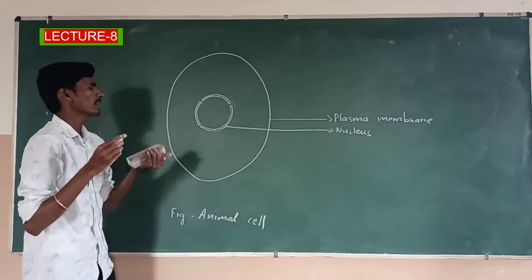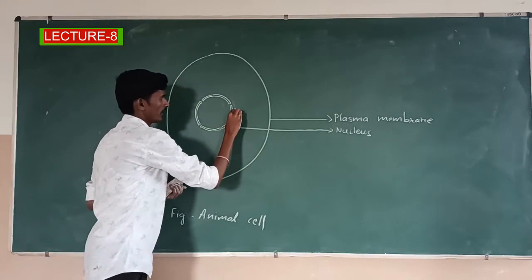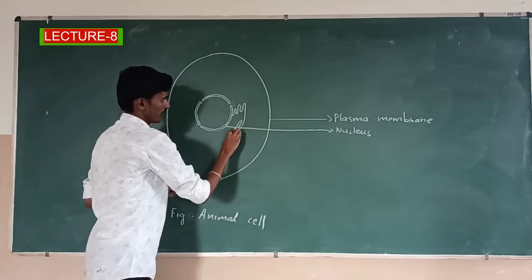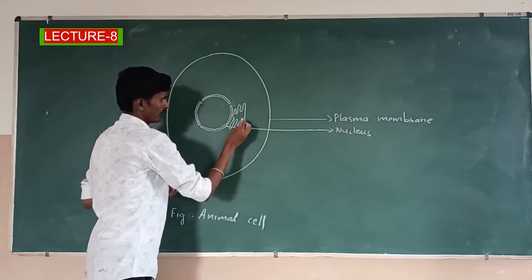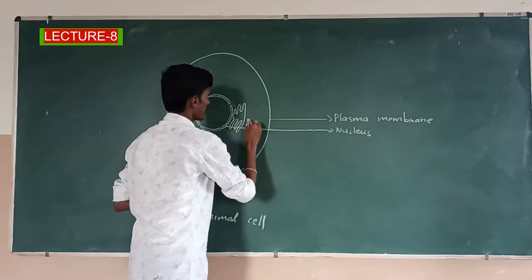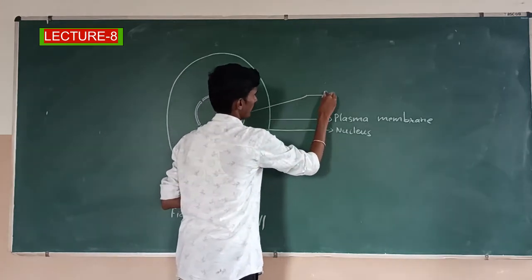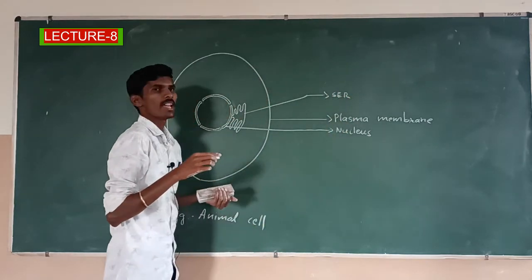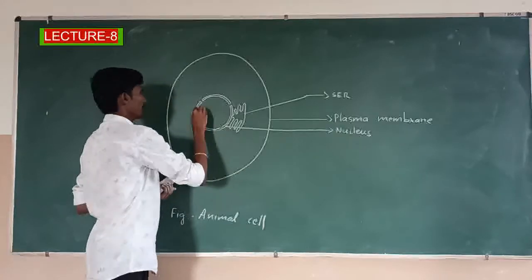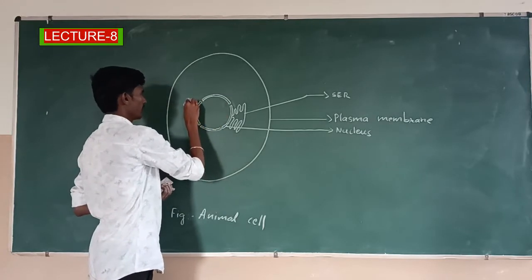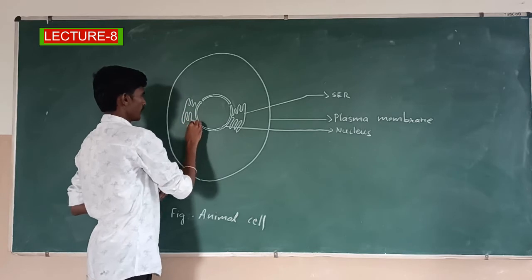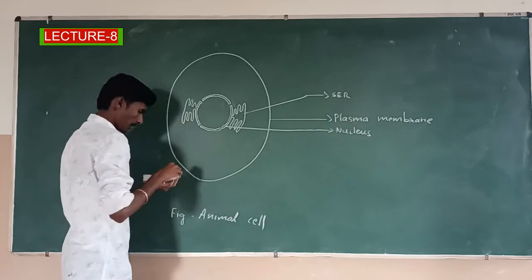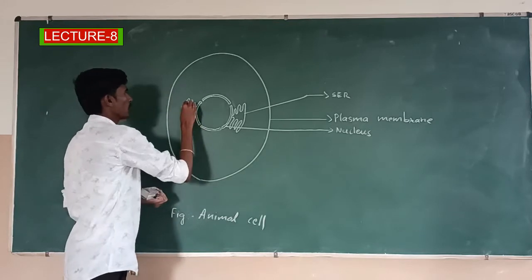Similarly, the nucleus has a tube-like or network-like structure. This is called as the endoplasmic reticulum. Here also there are two types of endoplasmic reticulum. One is the SER. SER means smooth endoplasmic reticulum. And this is called the rough endoplasmic reticulum. Why is it called a rough endoplasmic reticulum? It has ribosomes.